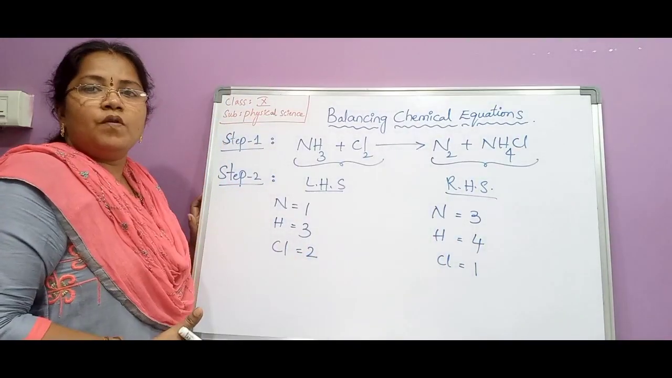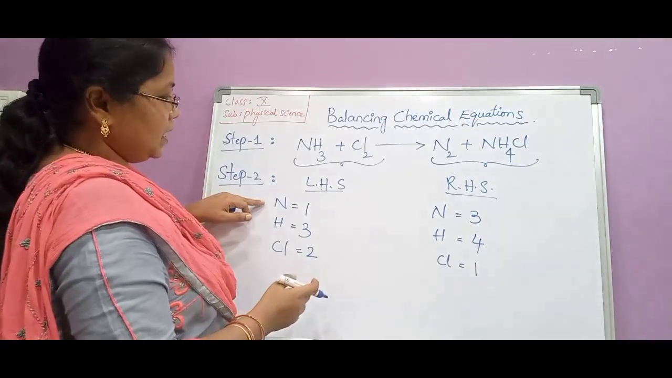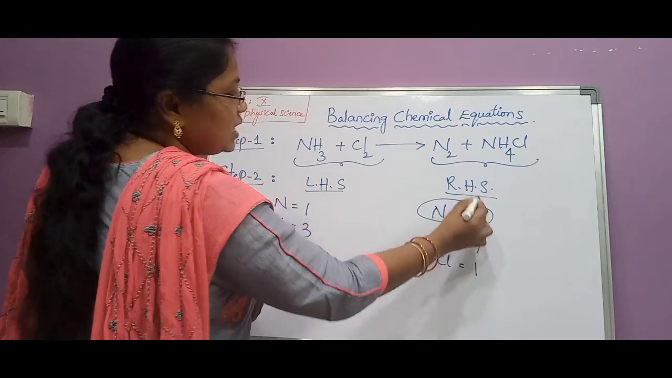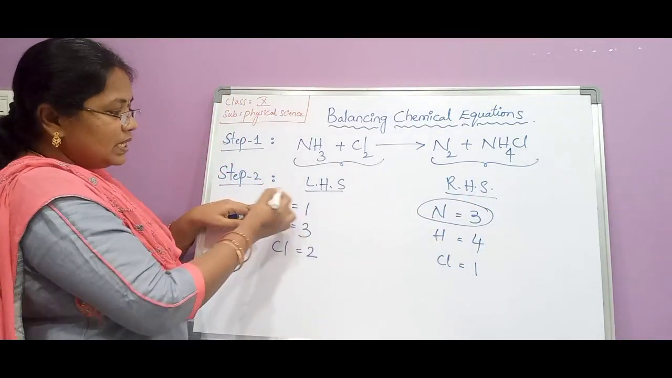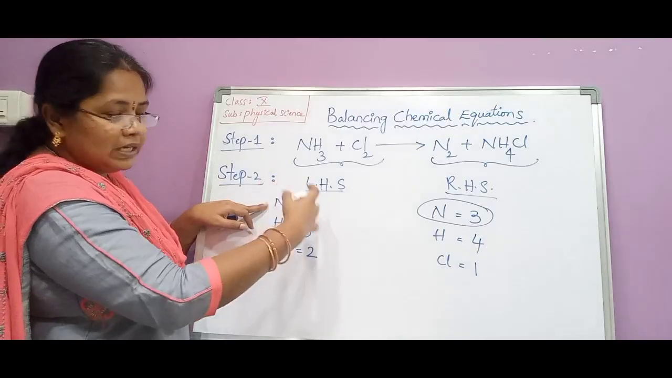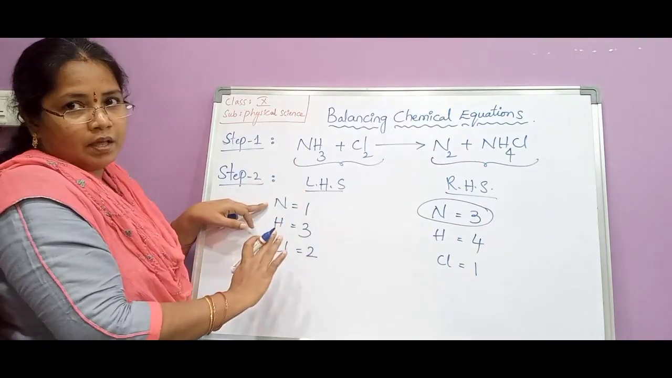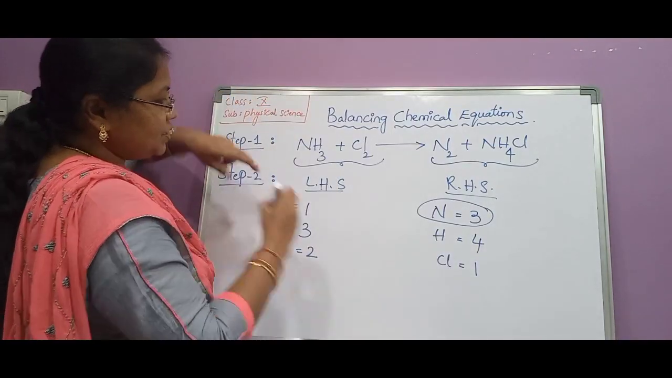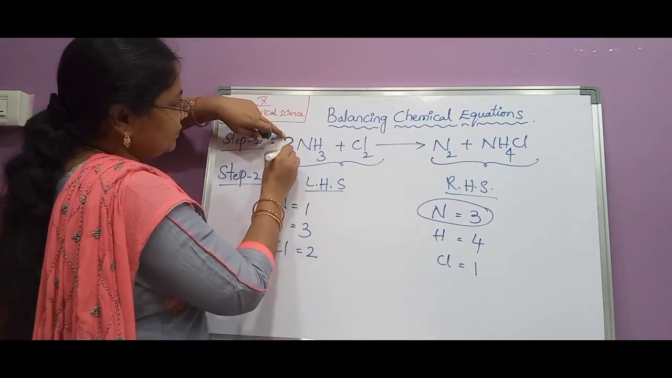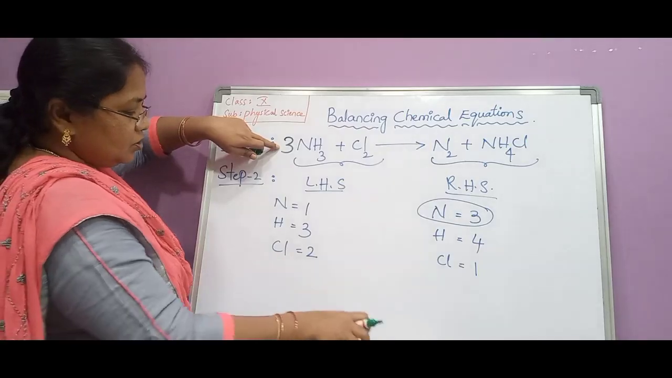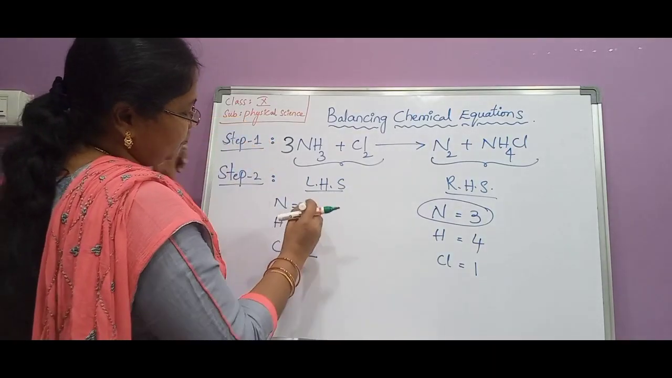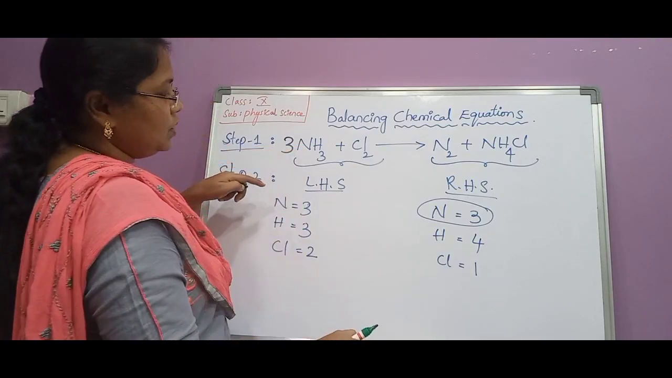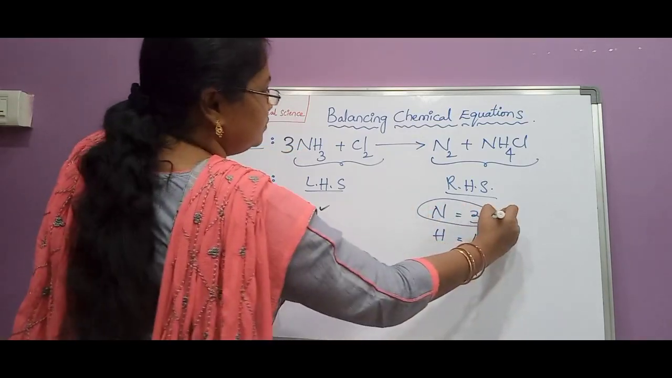Now we need to go for the suitable coefficients. In order to make the number of atoms equal, towards the RHS we have 3 nitrogen atoms, but towards the LHS side only 1 nitrogen atom is there. We need to increase the number of nitrogen atoms towards the LHS side. So for that we will write the coefficient 3 here, so that nitrogens become 3. Nitrogens are balanced here.